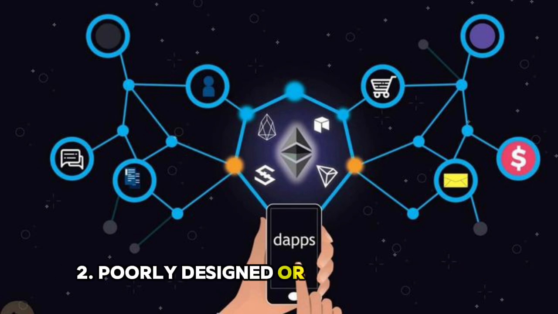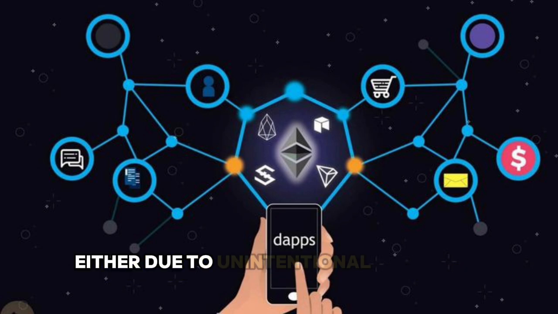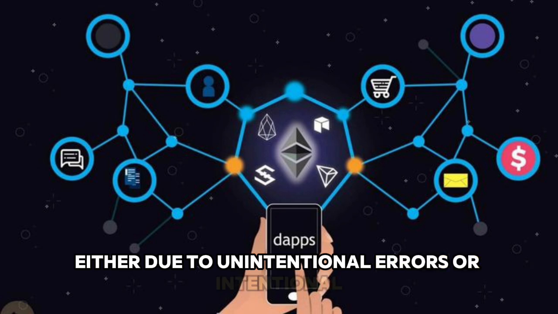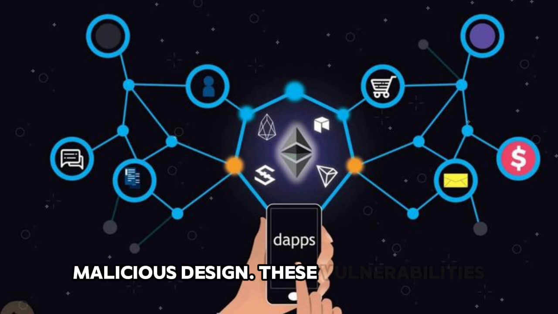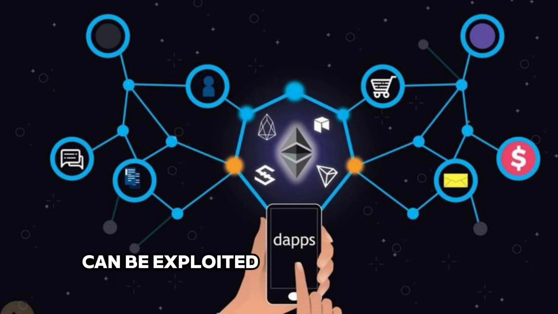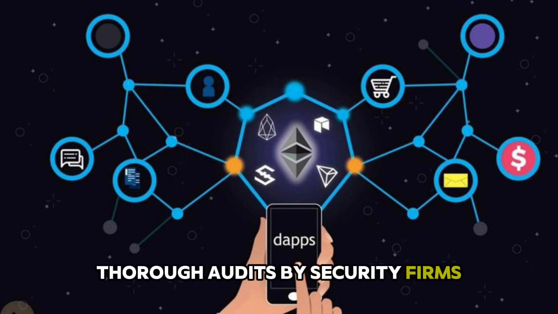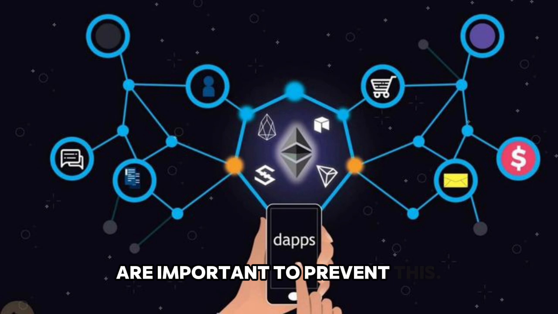Poorly designed or malicious dApps. This refers to dApps that have vulnerabilities in their code, either due to unintentional errors or intentional malicious design. These vulnerabilities can be exploited by hackers to steal funds. Thorough audits by security firms are important to prevent this.